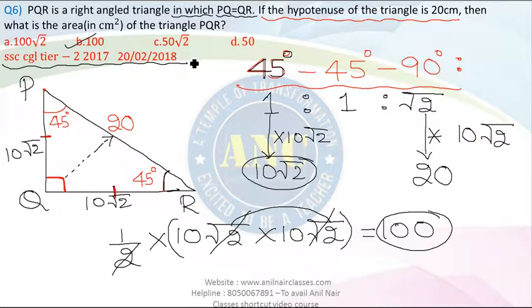This is exactly the way you need to learn, not by saying, okay, let this PR be 20 according to the question, PQ let it be X, QR also will be X. What will you take with X? Take it as 1 and 1 rather than X and X. Why variable methodology? Stupid methodology. If the side opposite to 45 is 1, then the side opposite to 90 will automatically be root 2.